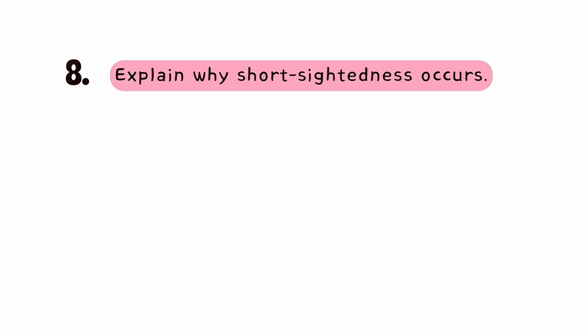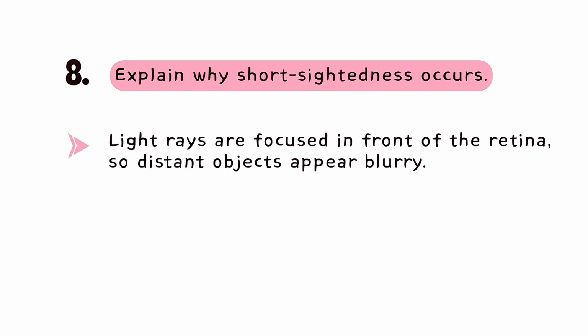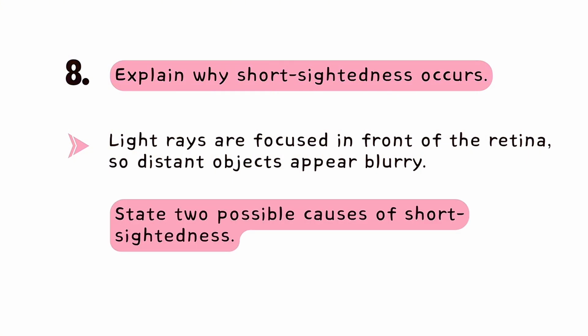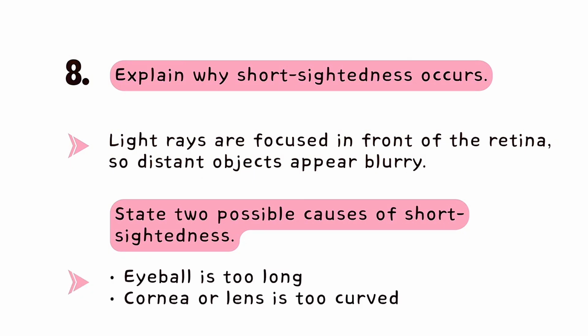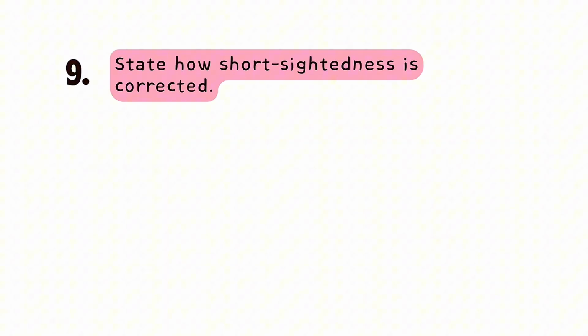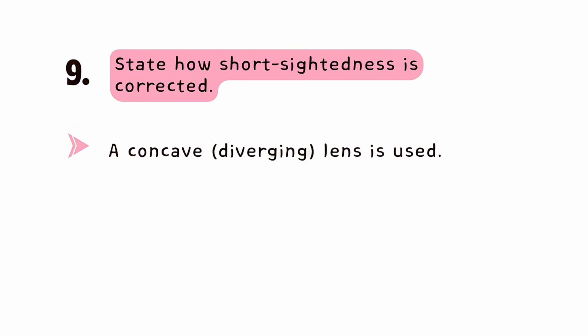Explain why short-sightedness occurs. Light rays are focused in front of the retina, so distant object appears blurry. State two possible causes of short-sightedness. Eyeball is too long, cornea or lens is too curved. State how short-sightedness is corrected. A concave diverging lens is used.